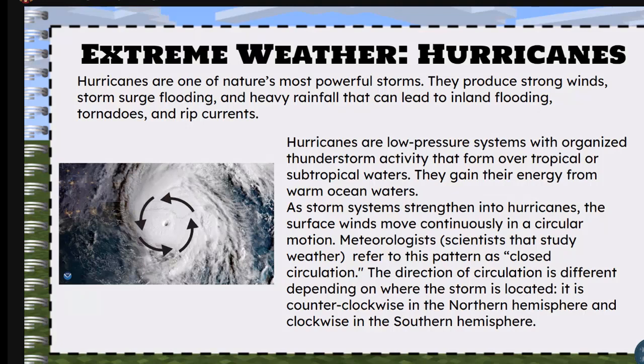Now, something interesting is depending on where the storm's located on the earth is depending on if it goes counterclockwise or if it goes clockwise. So if it's in the northern hemisphere, then it turns counterclockwise, and in the southern hemisphere, it turns clockwise. So that's interesting based on where it is in the world. That also applies with tornadoes.